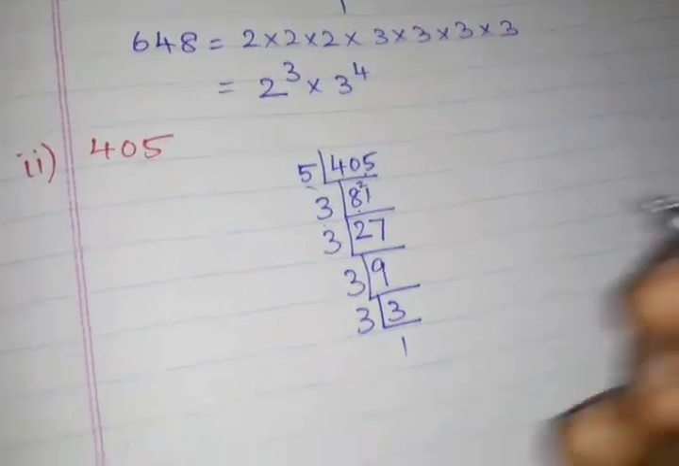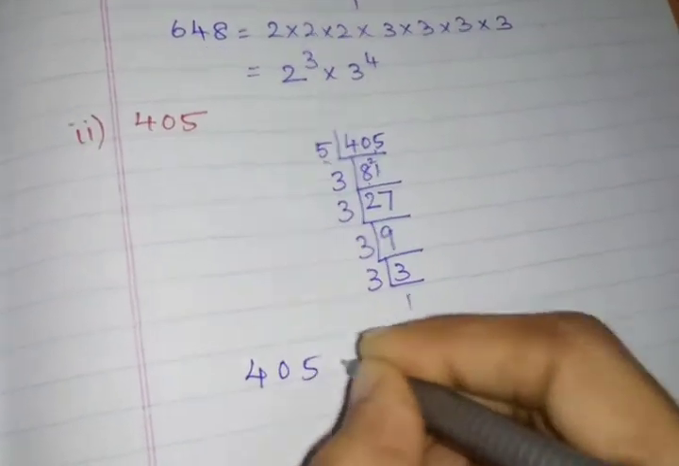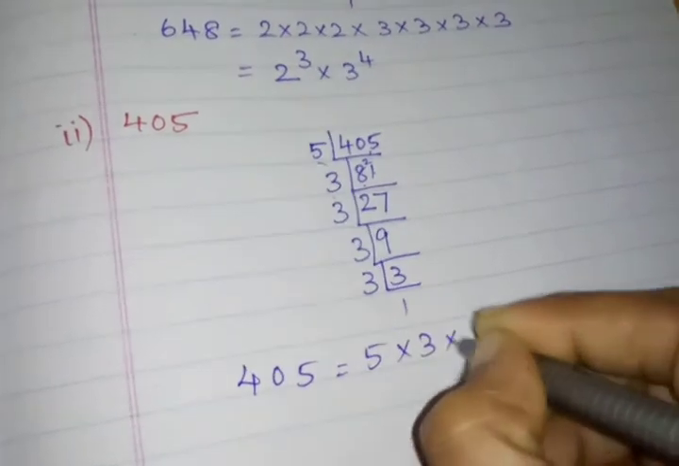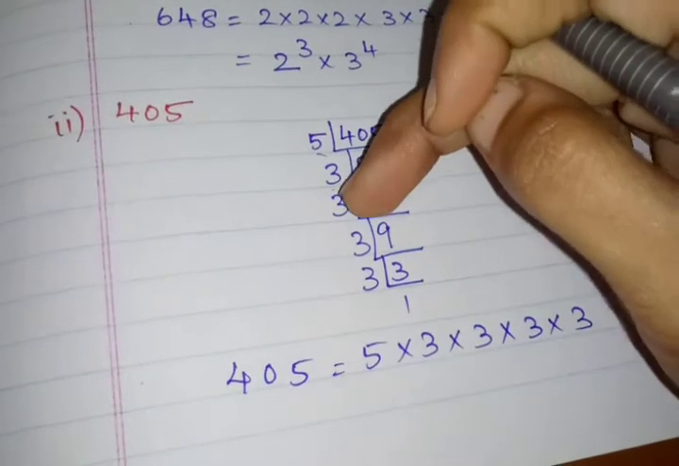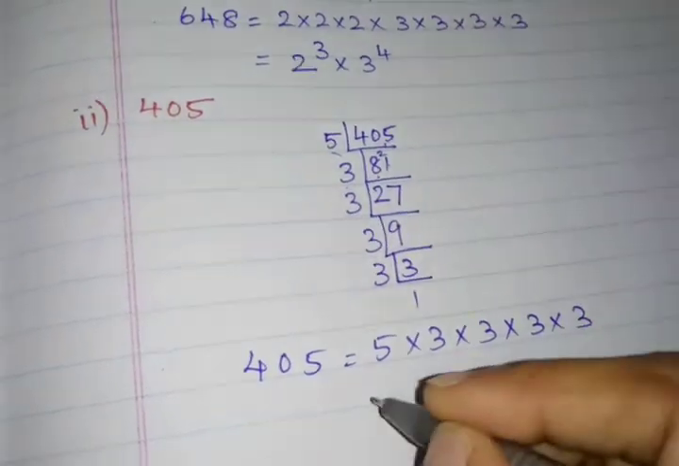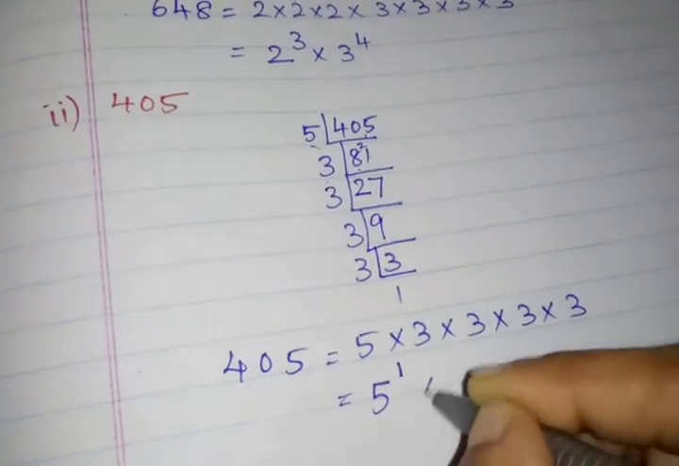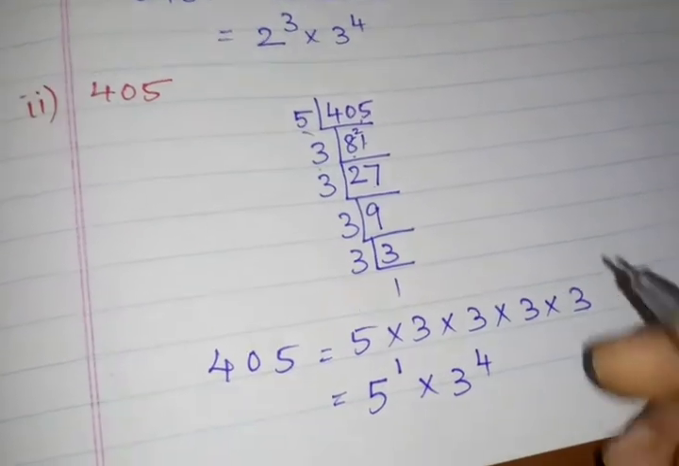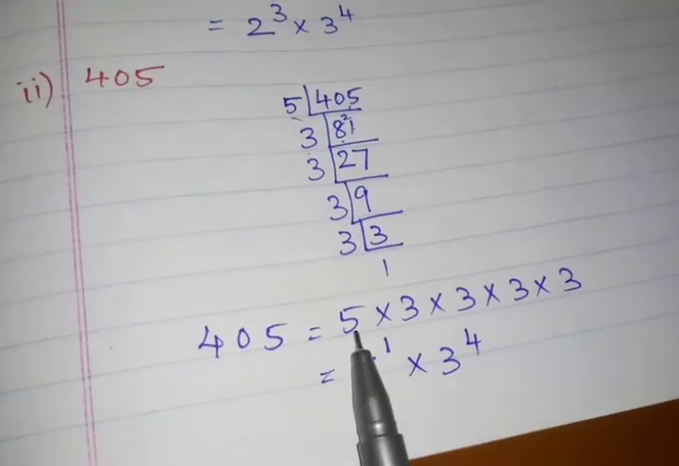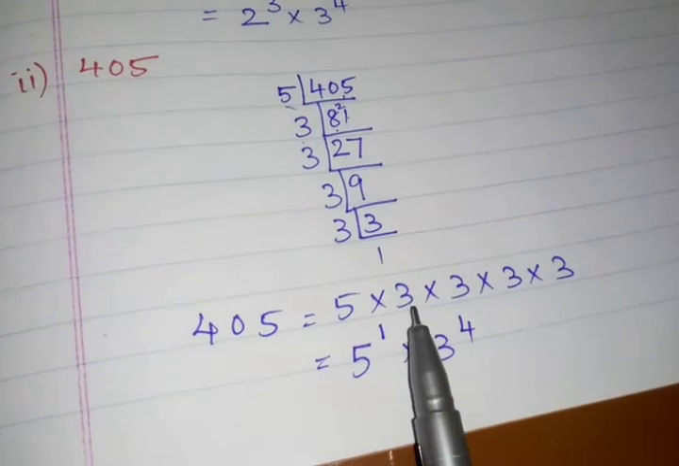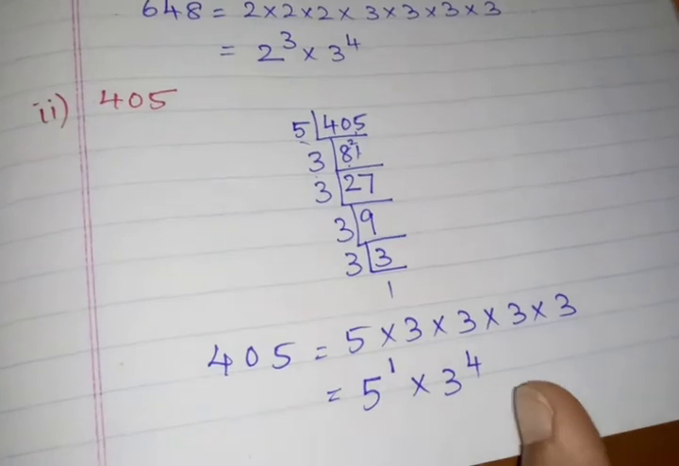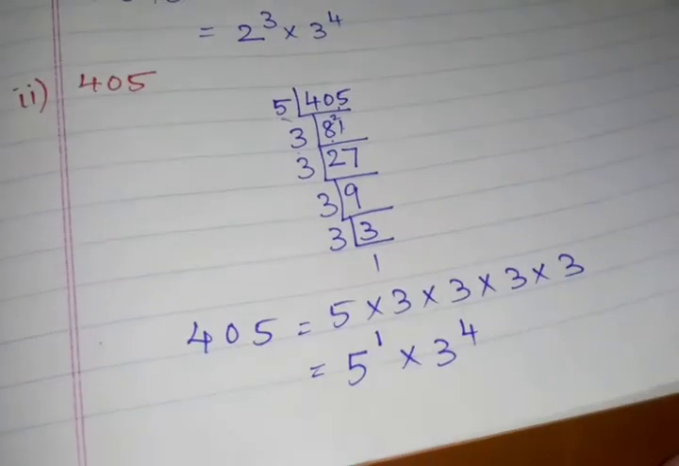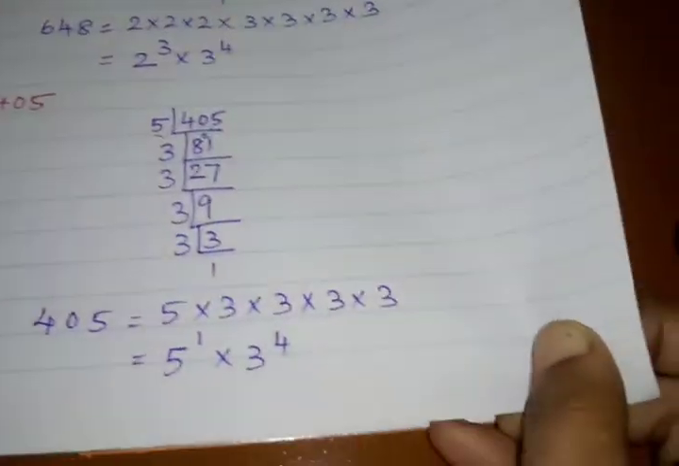3 1s are 3. So 405 can be written as 5 into 3 into 3 into 3 into 3. Yes, 5 into 3 into 3 into 3 into 3. So, how will we write it? 5 power 1 into 3 power 4. Why? Because 5 is written only one time. So, 5 power 1 into 3 power 4. 1, 2, 3, 4, so 3 power 4. Understood? Next, the third problem is your homework, children, so you can do it. Fourth problem. Next problem.